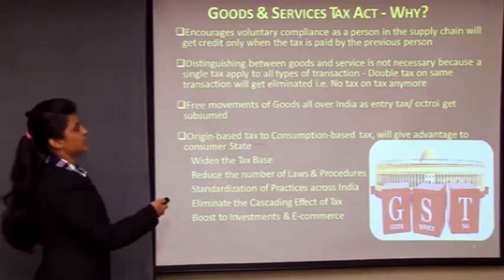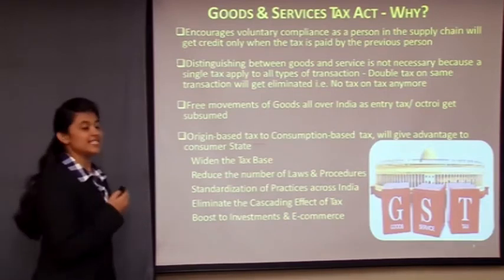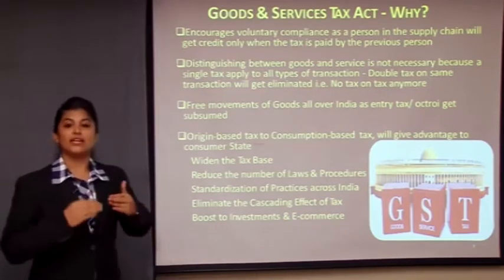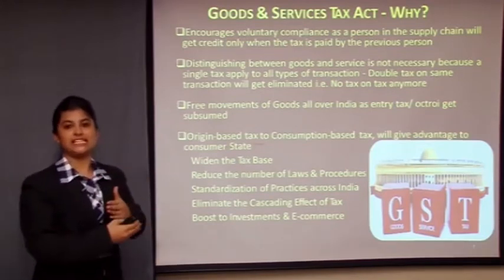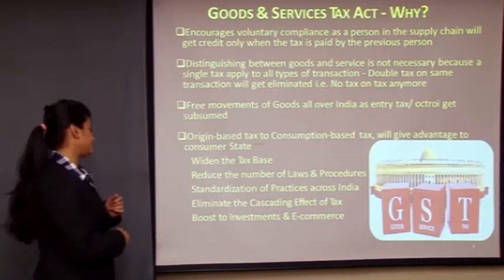Eliminate the cascading effect of tax. This means double tax on the same transactions will get eliminated. Yes, the cascading effect was the same. One, you pay excise duty, then you pay CST. This was the cascading effect, which will now get eliminated.